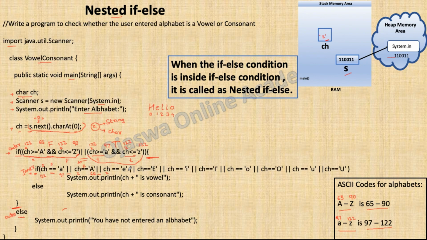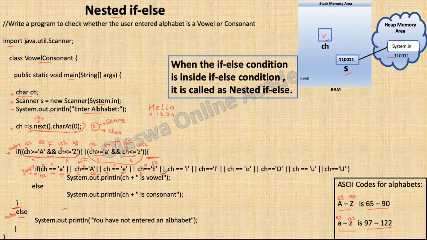ch is 'e'. ASCII code for lowercase e is 101. So 122 is not equal to 101. Hence this condition is false. Now we are checking whether the user entered character is uppercase E. The user entered character is lowercase z. ASCII code for uppercase E is 69. 122 is not equal to 69. Hence the condition is false.